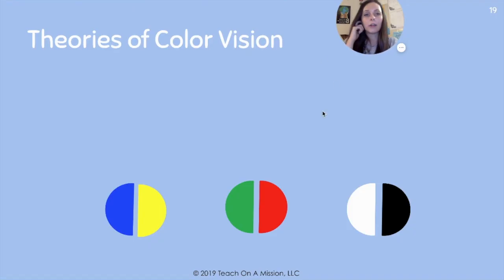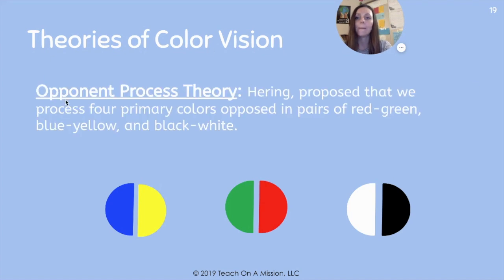Okay, we've got another theory. Remember, in psychology, you got all the theories. There's never just one. This is the opponent process theory. So we've got Hering. He proposed that we process 4 primary colors opposed in pairs of red-green, blue-yellow, and black-white. So basically, you have photoreceptors that pick up on these colors, and once you wear one out, you're able to then see the other one.